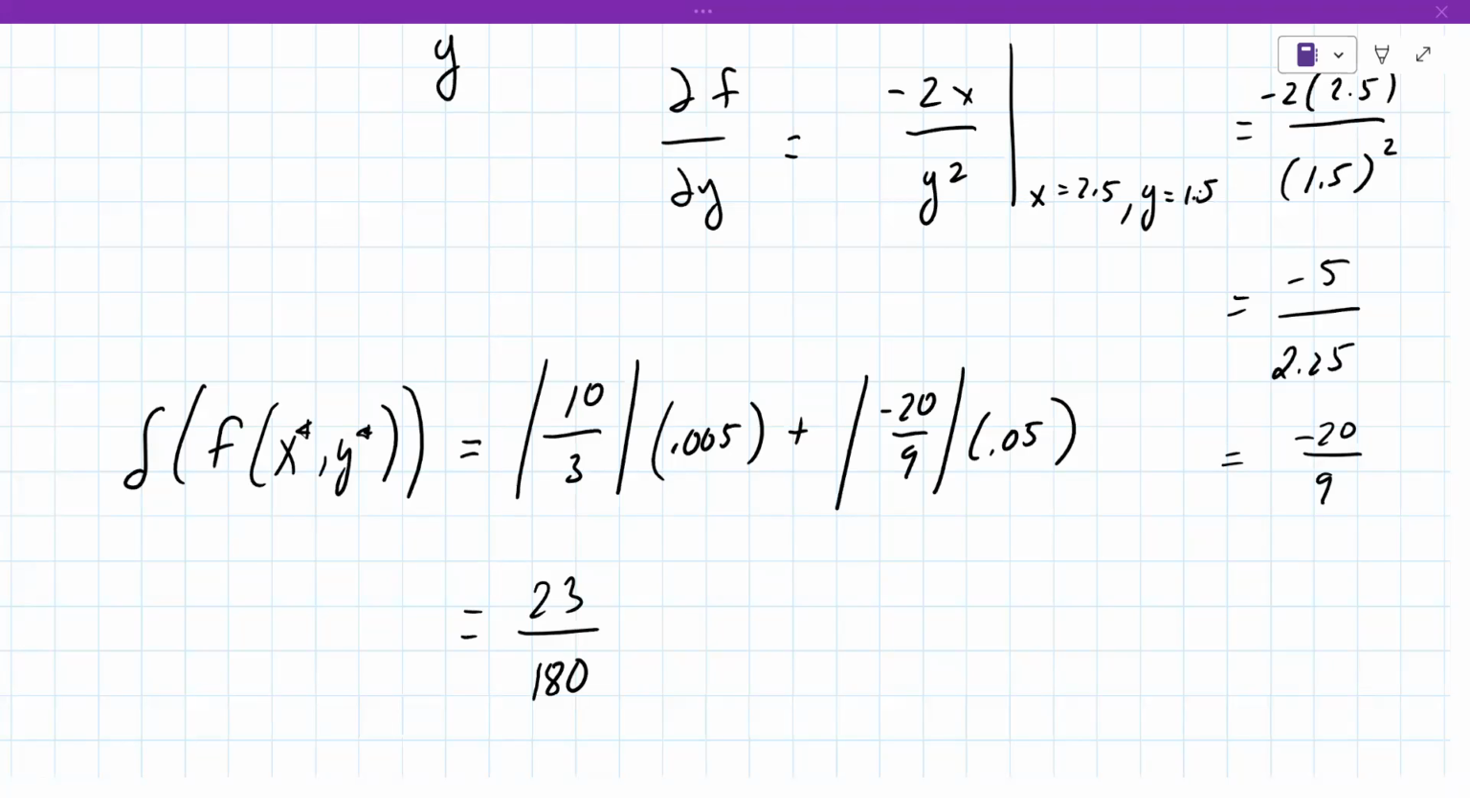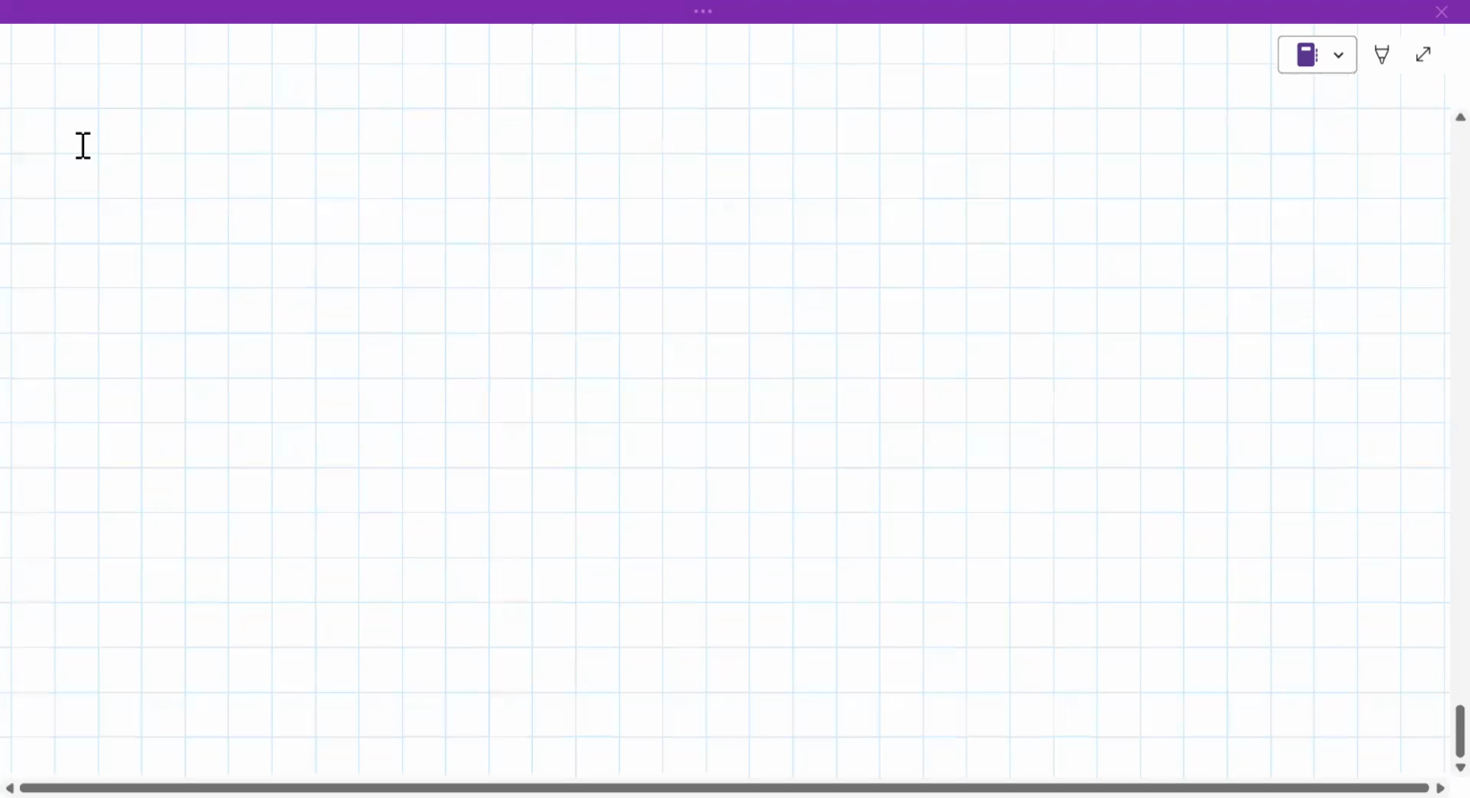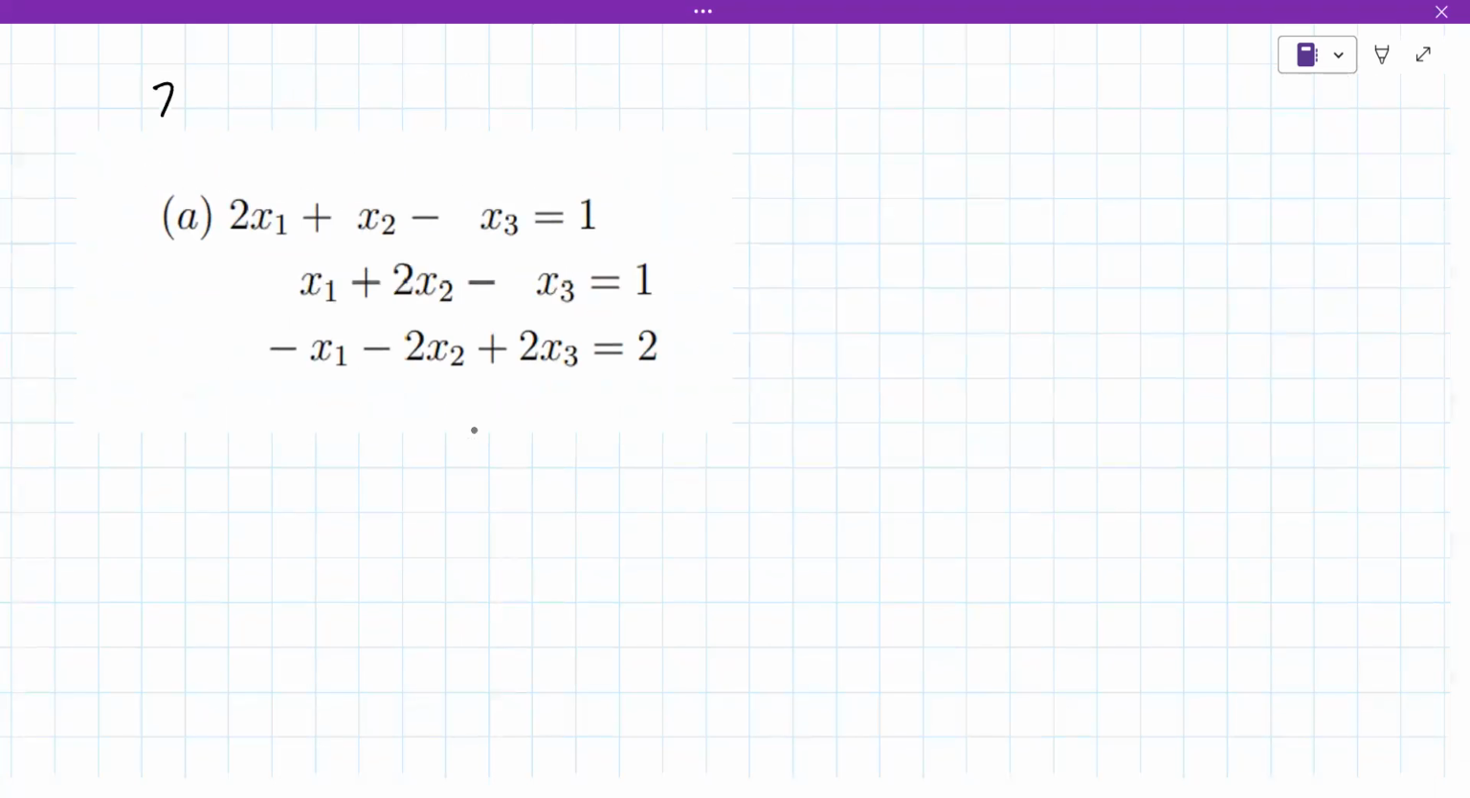Okay. We could do 7A, and come back to 6 another time. Just concerned we're not going to have time to finish. I don't want to stop in the middle of a problem. Okay. So here's 7A. Use Gaussian elimination to determine whether the following systems has no solution, a unique solution, or an infinite number of solutions.